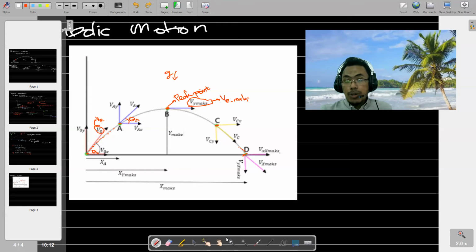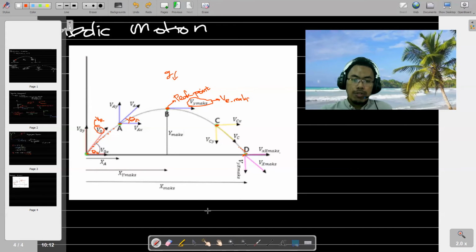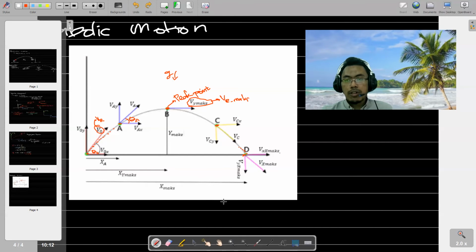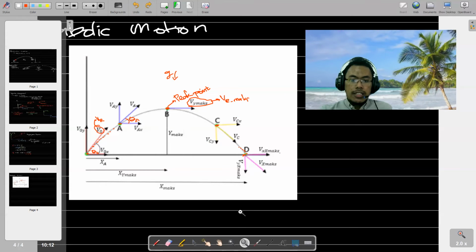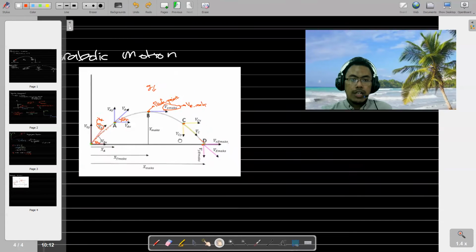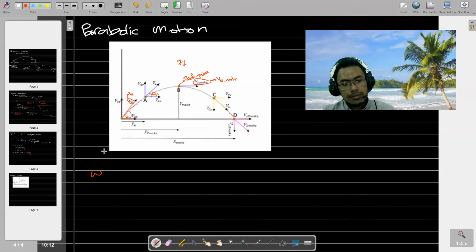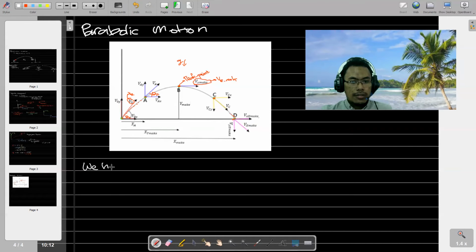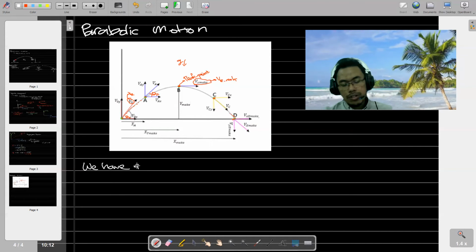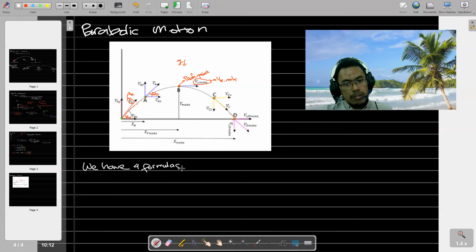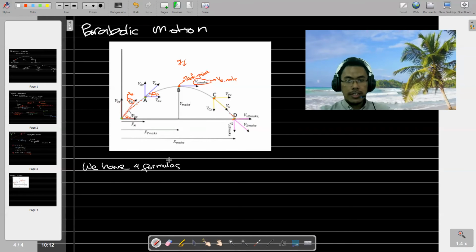And this concept is really important, because in parabolic motion we have at least four formulas. Jadi kita di sini punya 4 jenis, we have 4 formulas, atau kita punya 4 rumus ini.